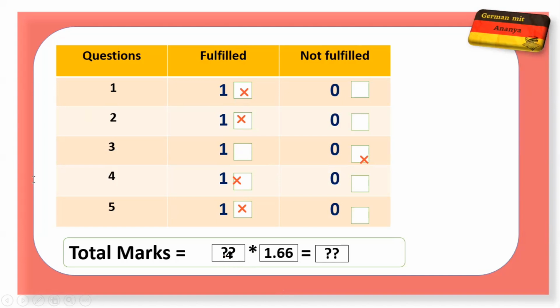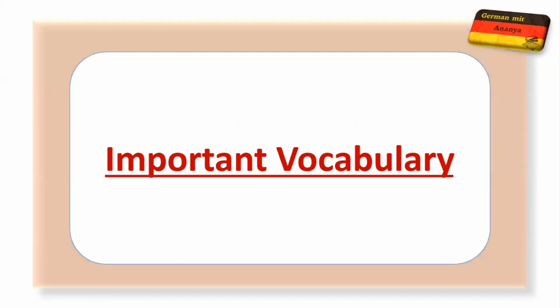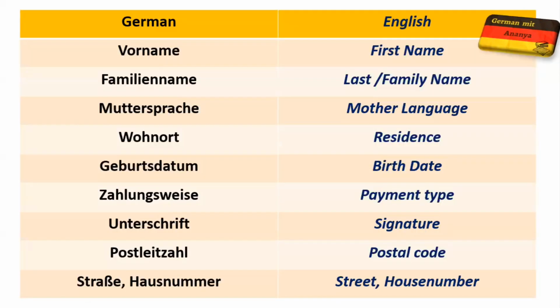Clear, guys? So it totally depends on your score, how many questions you are able to attempt, and so on. So kindly, whenever you do these kinds of questions, just pay attention because you can score 5 out of 5. It is very easy. If you get the correct answer, you get 1. If not, then definitely 0. So Teil 1 is very easy. Let's move further. So you have to fill the form, Formular ausfüllen. Before that, it is very important that you know some important vocabulary. If you know this vocabulary, then Teil 1 is very easy, guys.